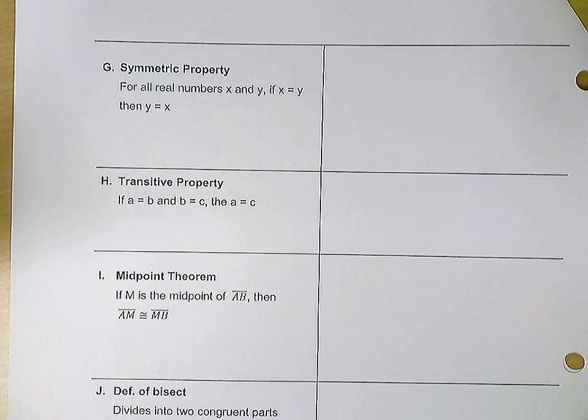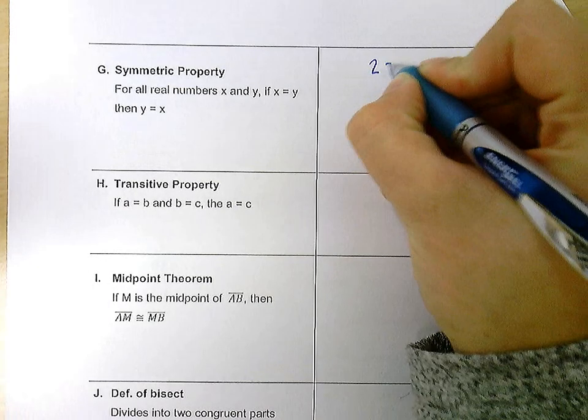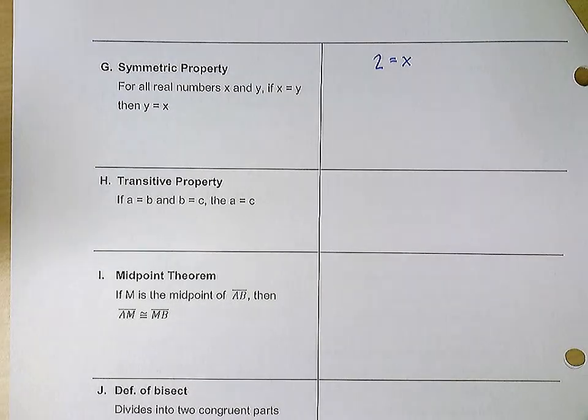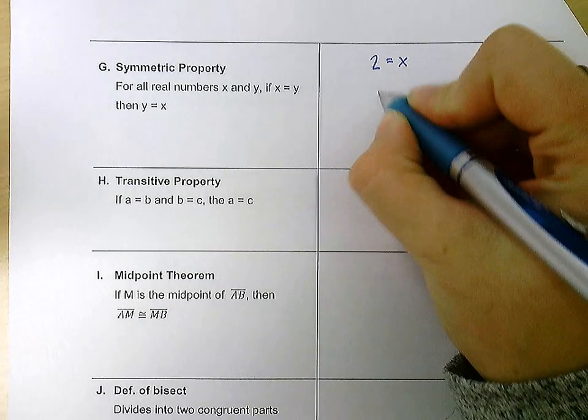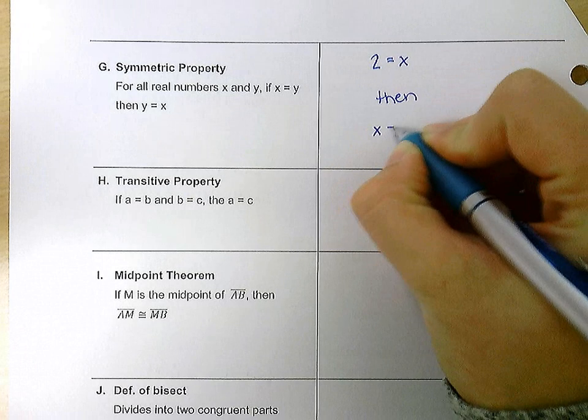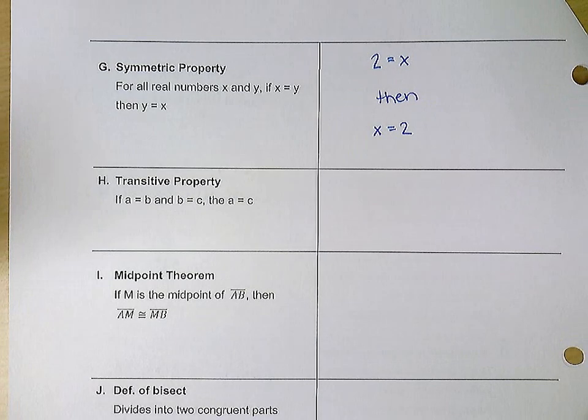All right, so the next property you have here is the symmetric property. For all real numbers x and y, if x is equal to y, then y is equal to x. This comes in handy when you're doing algebraic equations and you end up with, say, 2 is equal to x, and we usually write it as x is equal to something for our final answer. Then we can flip it to x is equal to 2 because of the symmetric property. So you can flip those values.